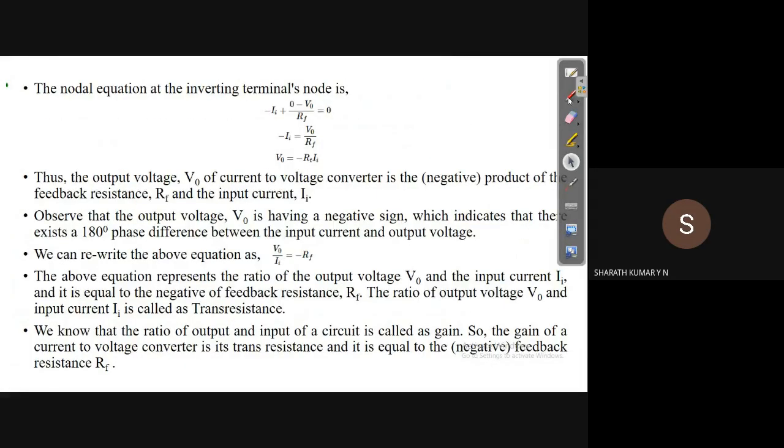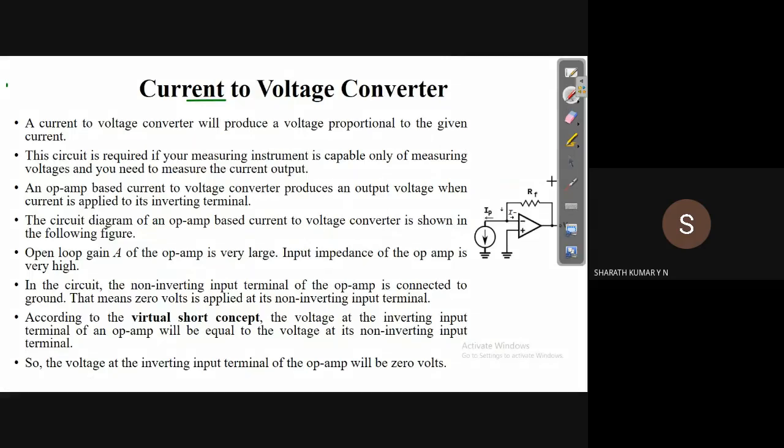Okay, let's quickly go through these points. Nodal equation of the inverting input terminal. According to the diagram, the current is minus. Why is this current minus? Because if you observe this, this current is zero. That is, the current flowing into the inverting input terminal is almost zero. So the maximum feedback current should flow through this current device.